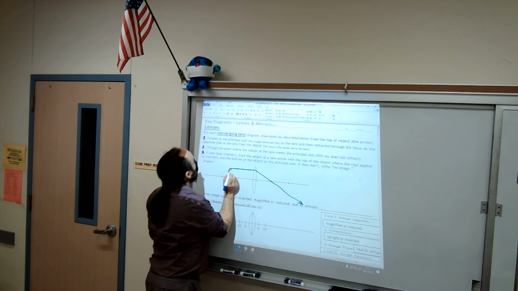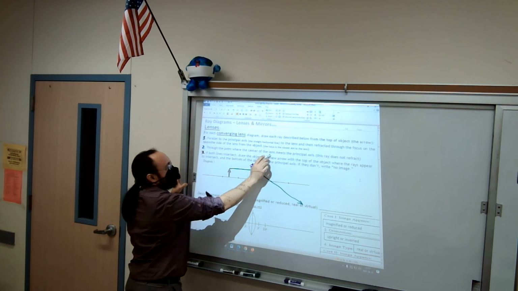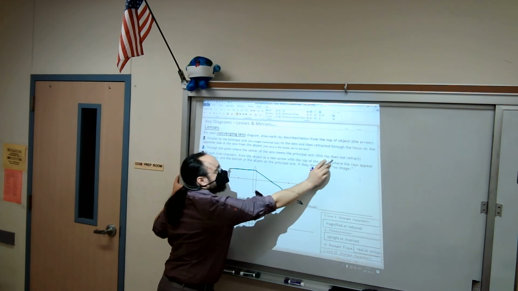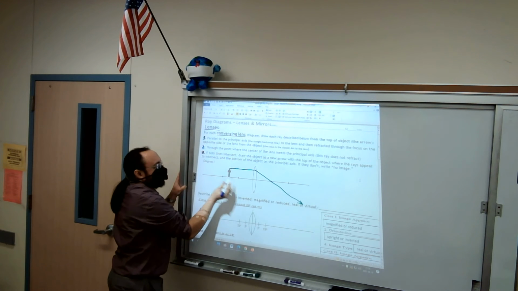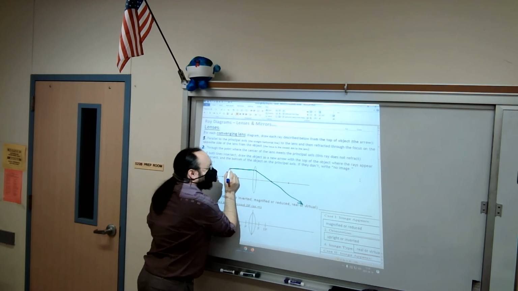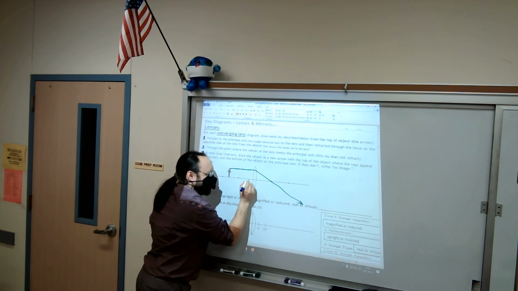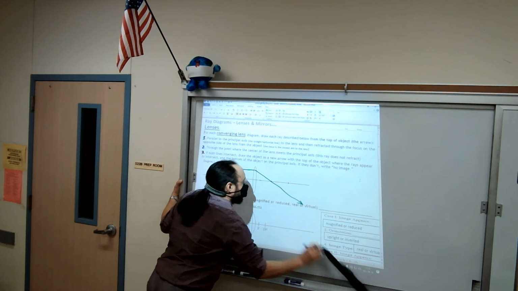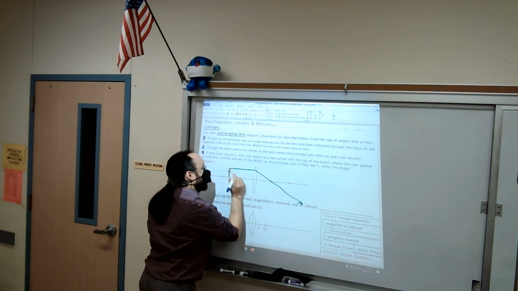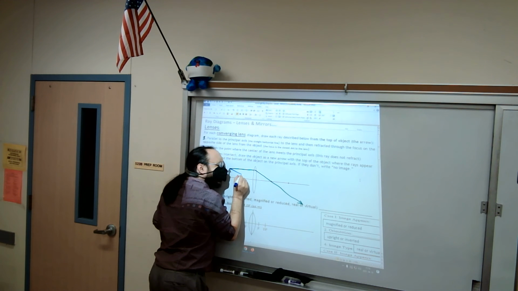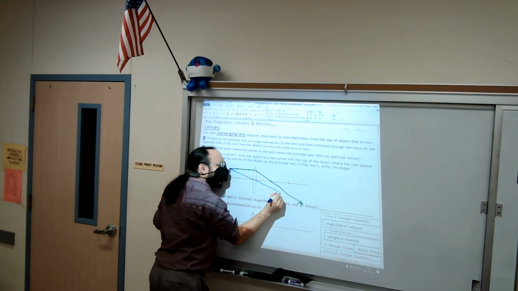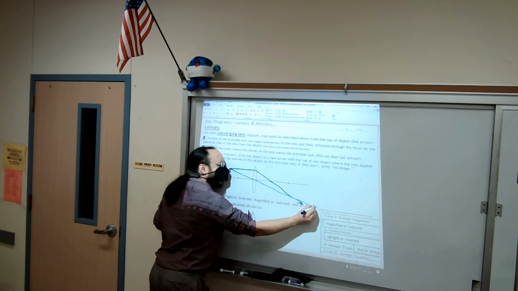Here we go. Okay, number 2. Through the point where the center of the lens meets the principal axis, this ray does not refract. So this one will just be a straight line, it doesn't bend. Where the center of the lens meets the principal axis. No, that's not where the ray goes. Okay, all right.